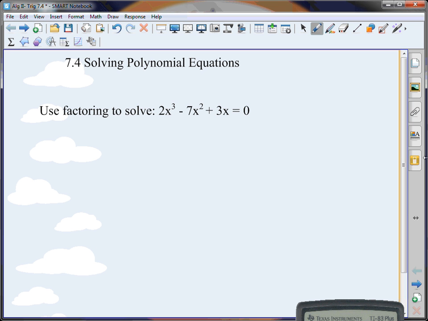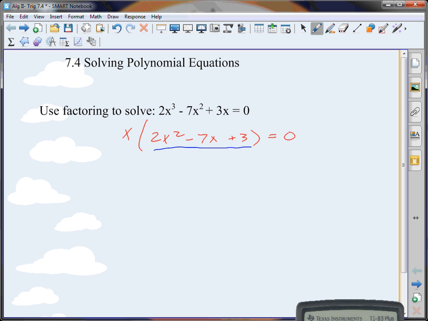All right, factoring. What should I always look at first? Can I take anything out? If I take an x out, I am left with 2x squared minus 7x plus 3 equals 0. Now I pulled something out. I need to try to factor this or solve it somehow.